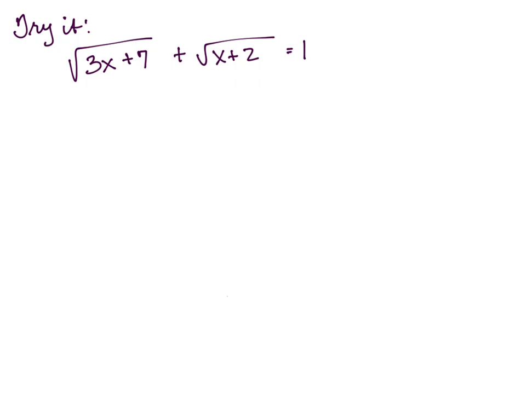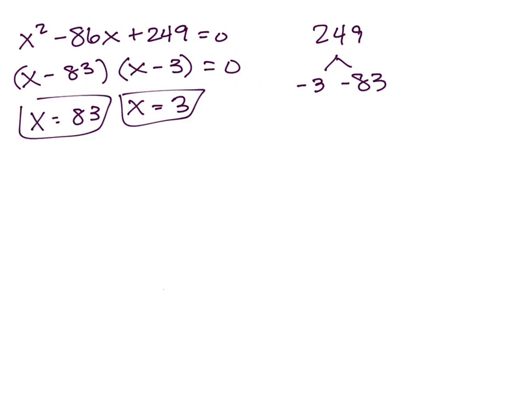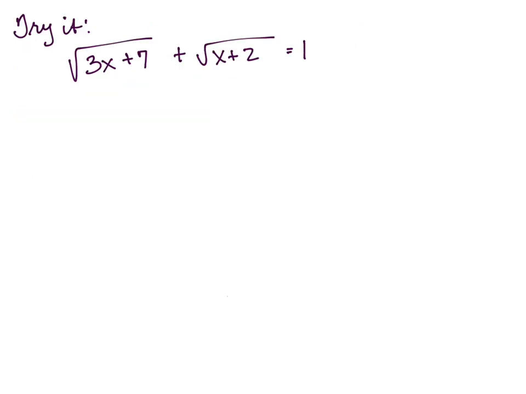Anybody check those answers on the last one? What worked? 3 was good, 83 was extraneous. Is that right? 3 works, 83 is extraneous. On your test, I would just put an X through the one that doesn't work. On your test, you can mark it. X means extraneous. This one, no good.